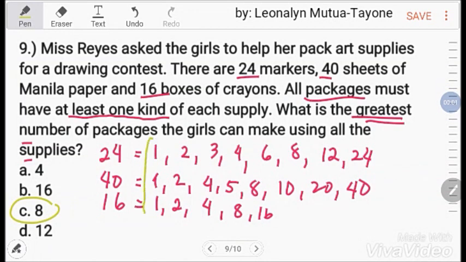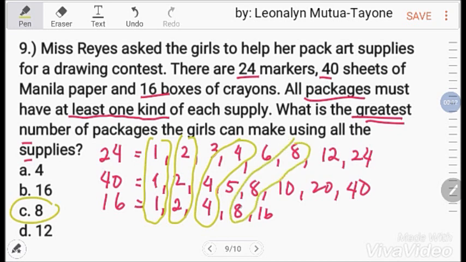Another way is, ilagay mo lahat ng mga factors nila. So, identify natin muna ang mga common factors. And the highest common factor, or greatest common factor, is 8. So, the answer is letter C. So, to answer the question, what is the greatest number of packages the girls can make using all the supplies? The answer is 8. Anong gamit nito?